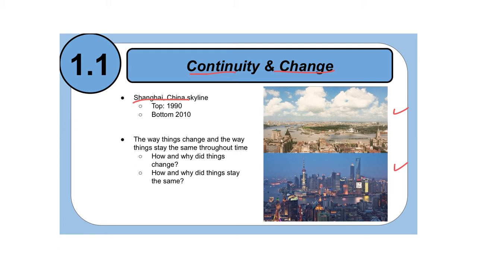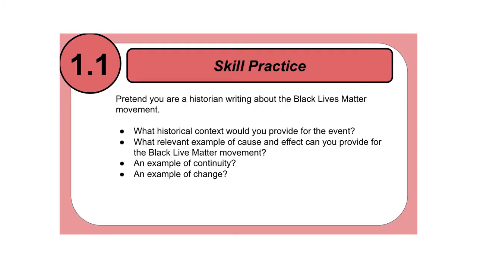This picture, from 1990, is what I think of when I think of China. When people ask me to think of China, this is what I think of, because this is the image I have of China from when I was growing up at your age. However, this bottom picture is what that same area looks like 11 years ago in 2010. It has probably added even more skyscrapers and tall buildings. So Shanghai has definitely changed over time. The way things change and the way things stay the same throughout time, that is what continuity and change over time is.